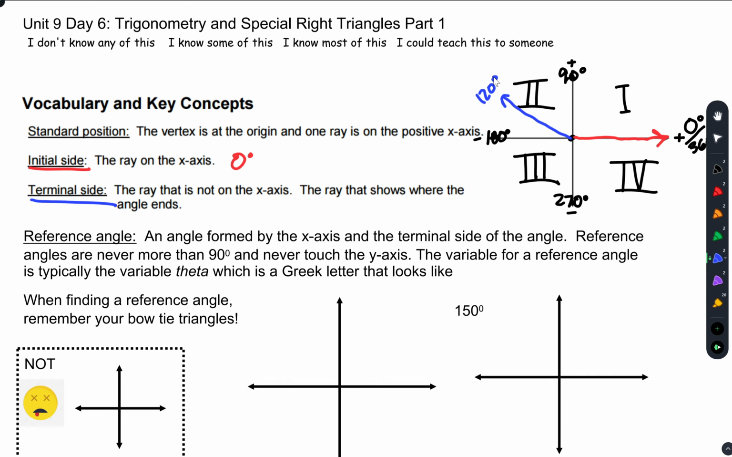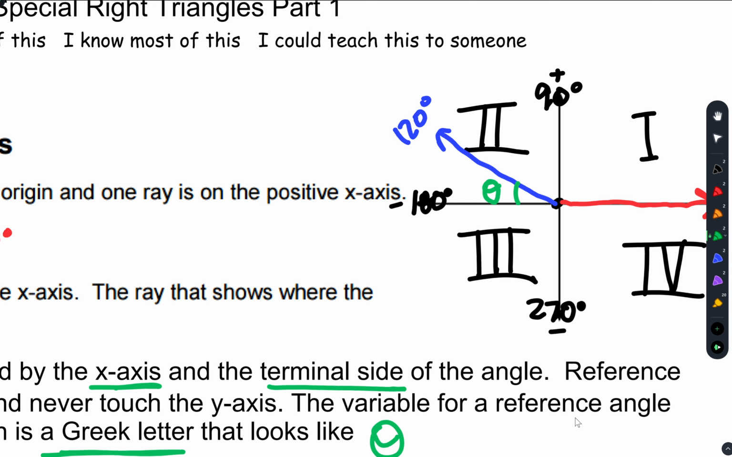Those two sides, the terminal and the initial, form an angle in between them, right? That angle is 120 degrees. The angle that we care about is going to be called the reference angle, and it is not in between these two angles, or these two rays. It is going to be an angle formed by the x-axis and the terminal side. So here's my terminal side. Here's my x-axis. The angle in between them, we're going to call that reference angle theta. It's a Greek letter theta. It's just a little symbol. Doesn't have to be perfect. Everybody cool with that? Okay.